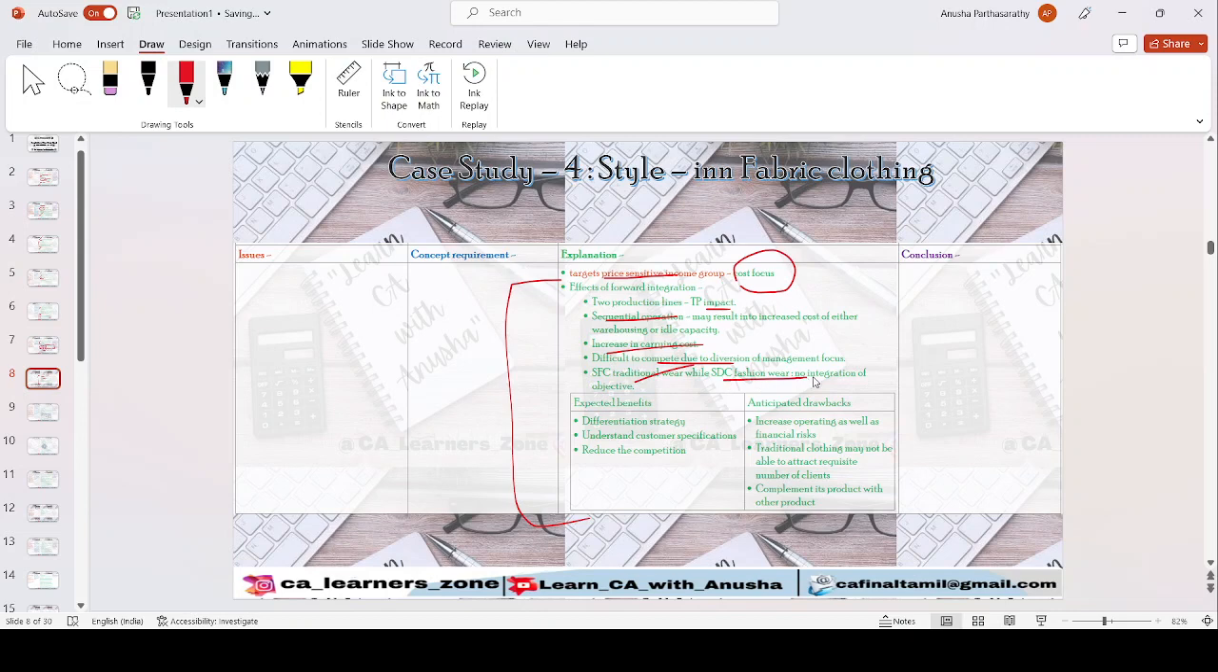While STC Fashion, there is no integration of objective. This is based on the current case study.